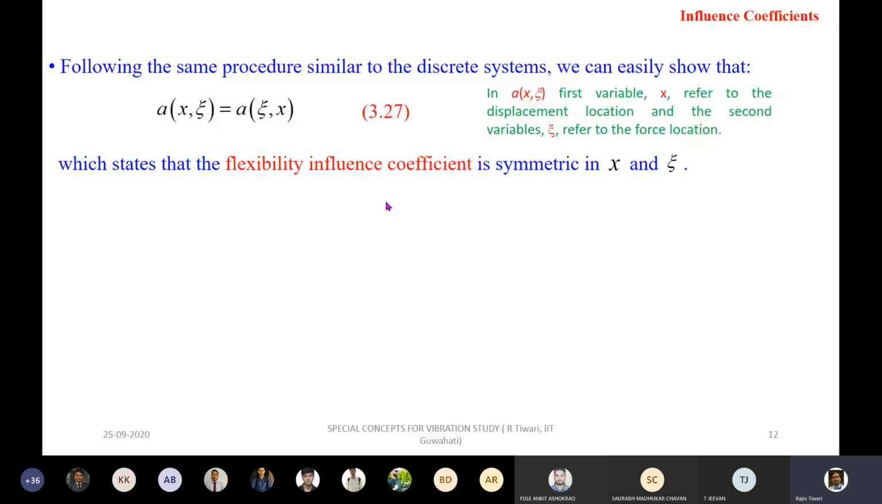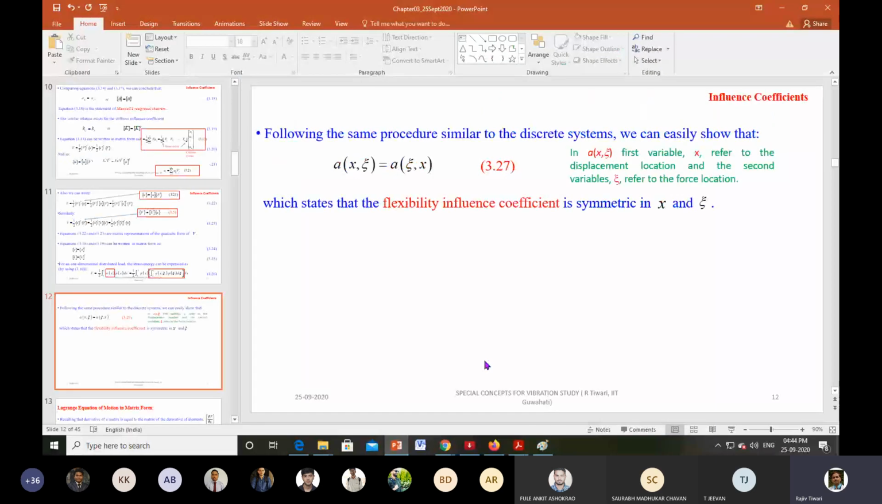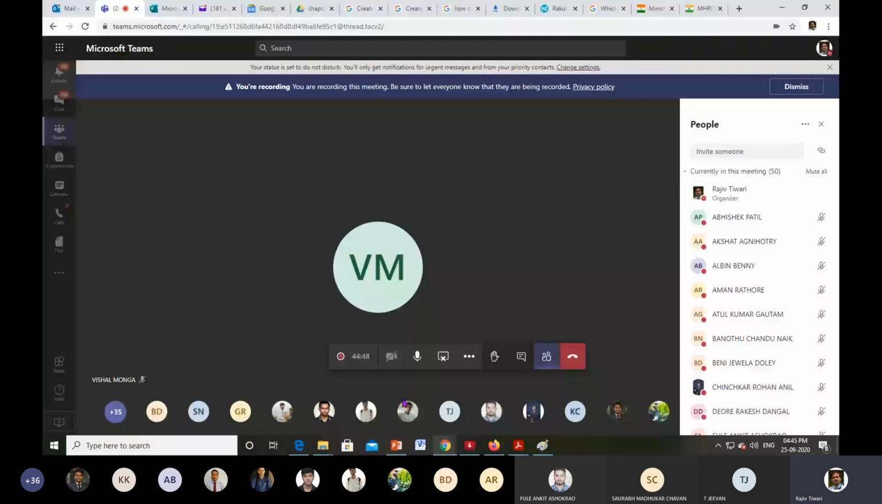So if you have any questions on this, please ask. Any questions till now? Then I will go for the matrix form of the Lagrange's equation, and then maybe tomorrow we'll take up some examples so that what we are doing will be more clear. Okay, there is no question till now, so that is fine.